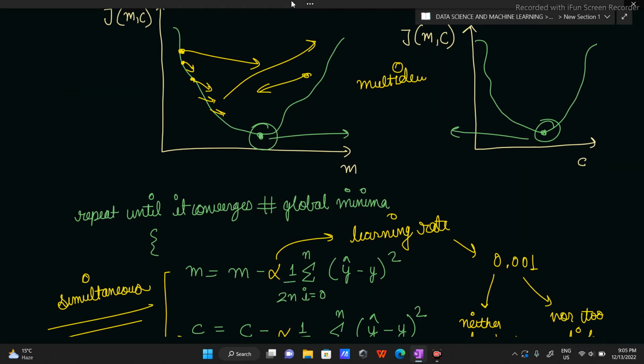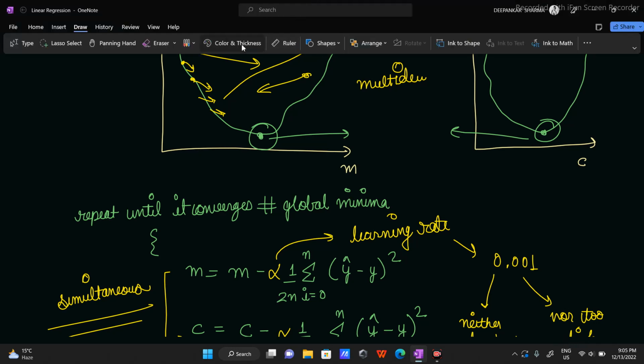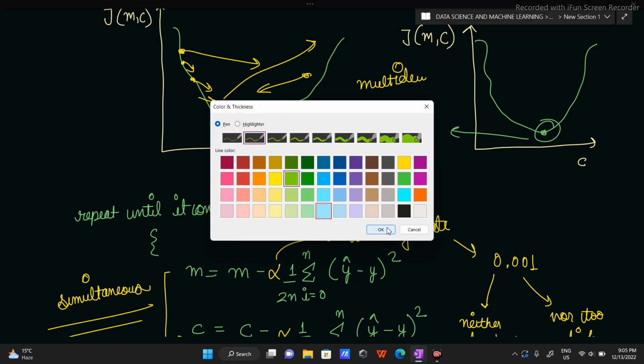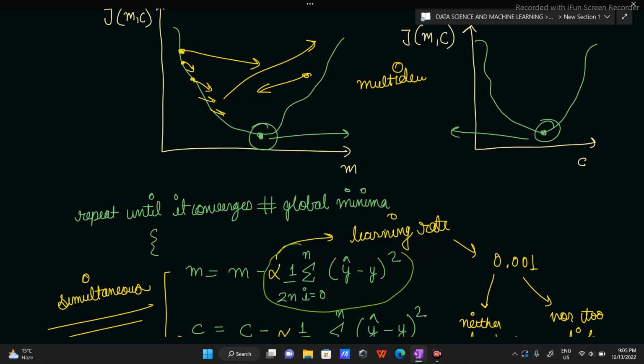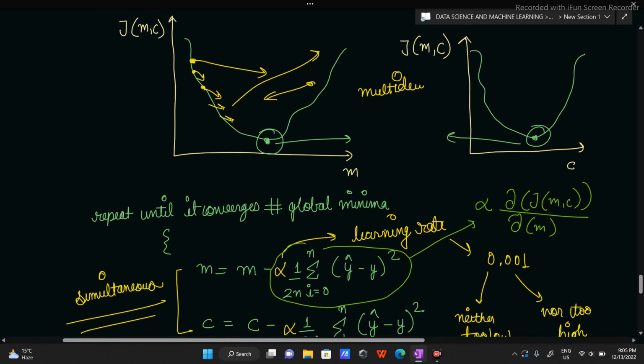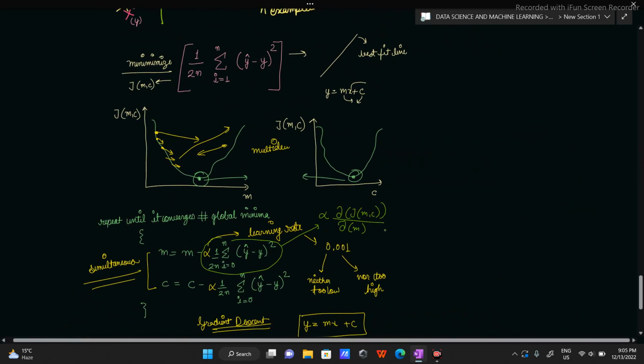Okay, let me change the color. This seems fine. So this part is nothing else than alpha times the differential of J of m and c with respect to the differential of m. So this is just a partial derivative, what I did here. So see, the mathematical intuition behind these things is not really up to the hype that we make about it. So this is very simple.